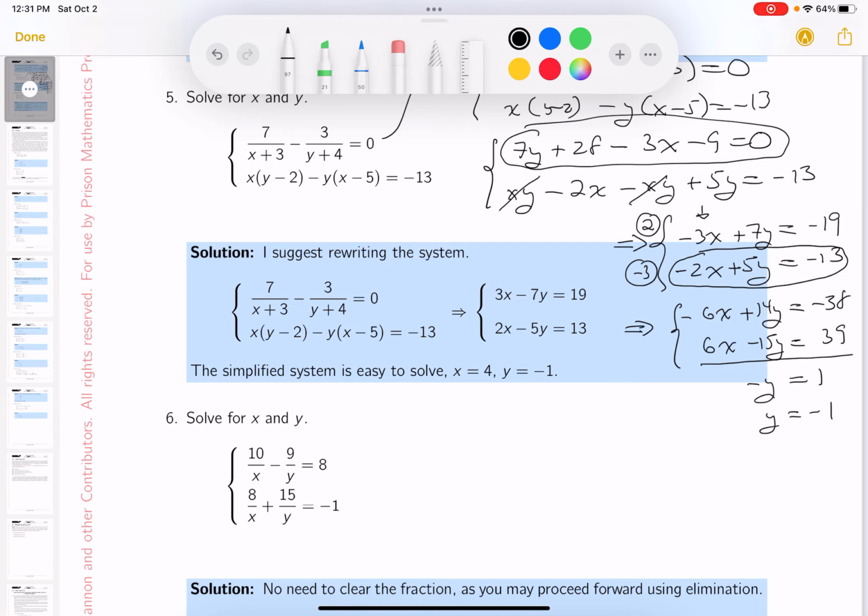So what would you get? You would get minus 2x, right? And then if y is minus 1, you get minus 5 equals minus 13. I'm going to add 5 to both sides. You get minus 2x equals minus 8, and x would equal 4.